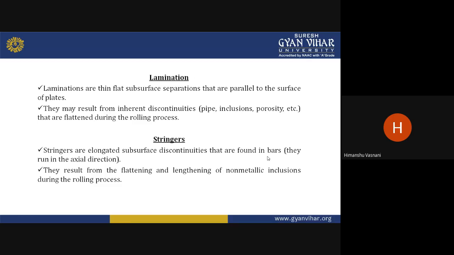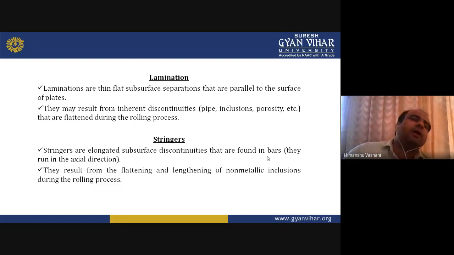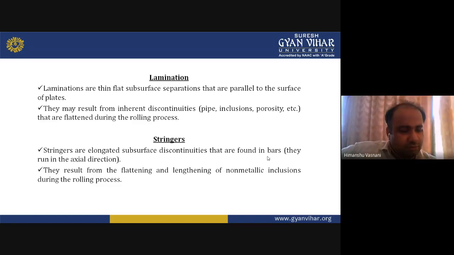Stringers. Stringers are elongated subsurface discontinuities that are found in bars. In the same way, if you are trying to flatten a bar, it will show some kind of surfaces, but they are elongated. They are not layered; this shows some elongation in the surface. Or if you try to stretch the bar, then also this kind of issue comes. It is seen on the workpiece.